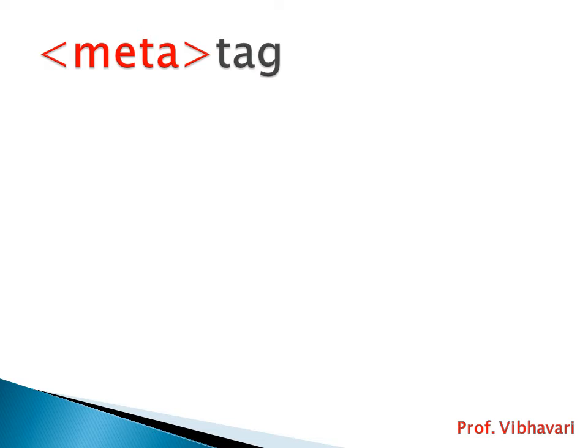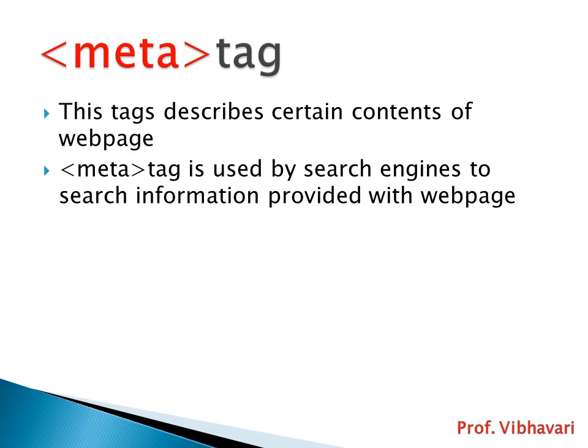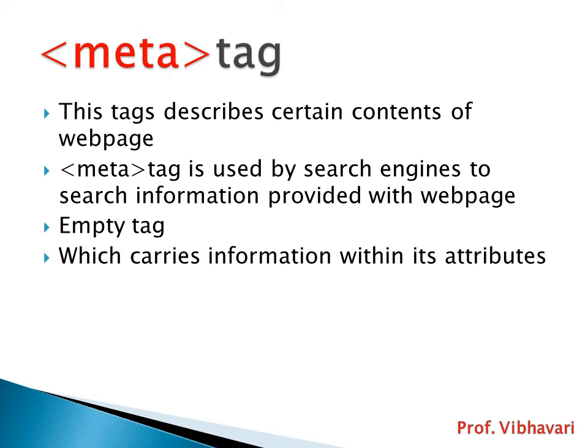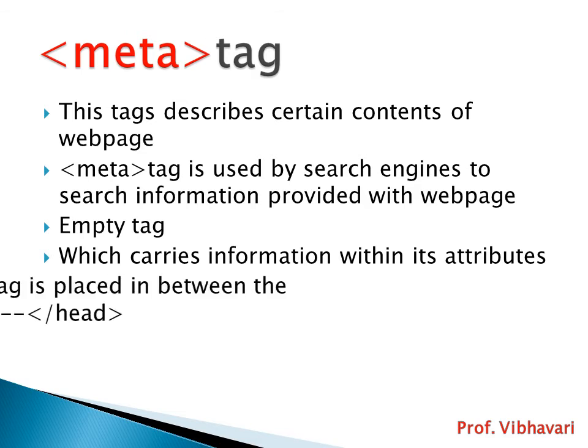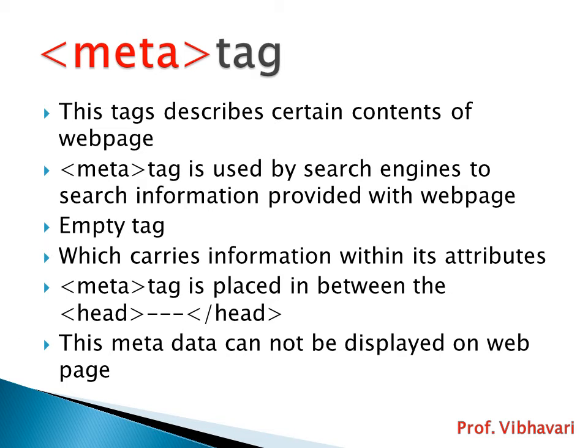Now we are starting with the meta tag. The meta tag gives additional information in your web page, if you require to give it. This tag describes certain contents of the web pages. The meta tag is used by search engines to search information provided with the web page. It is the empty tag which carries information within its attributes. The meta tag is placed in between the head tag open and head tag close. This metadata cannot be displayed on the web pages.